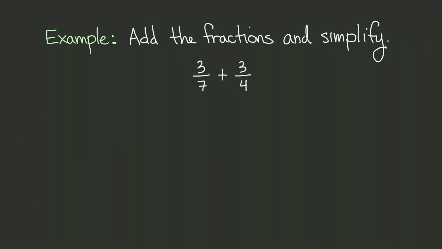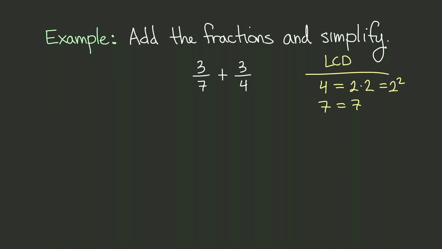Here's an example of adding fractions where the denominators are not the same. 7 and 4 are our two denominators. So what we need to do is find the least common denominator, which is the least common multiple of the denominators. Well, what I'm going to do is take 4 and factor it, so that's going to be 2 times 2, write out its factors, or 2 squared. And then 7 is already a prime number, so we'll leave that as 7.